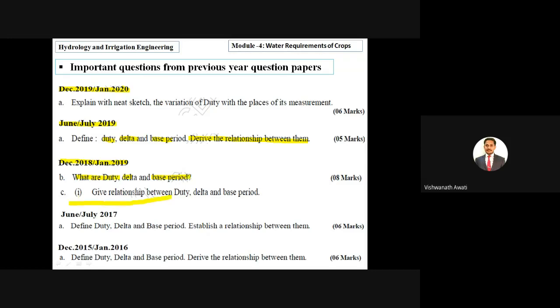Give a relationship between duty, delta and base period. Next, June-July 2017: define duty, delta, base period, establish the relationship between them. Same questions, they are asking in different ways, and all are important. Whichever we discussed today, all are important, and some other terms are important to solve problems, and we will solve some important problems in future, right?